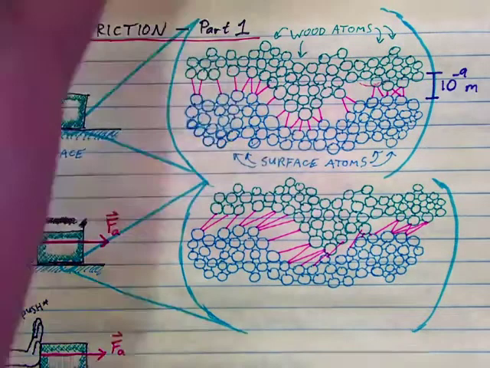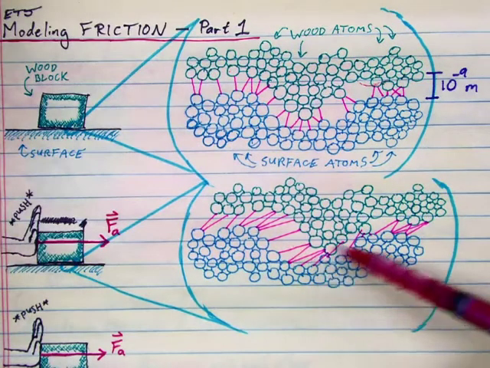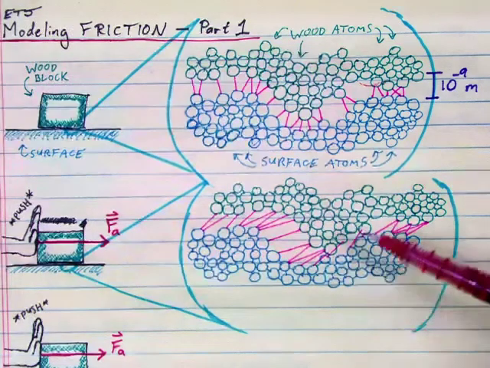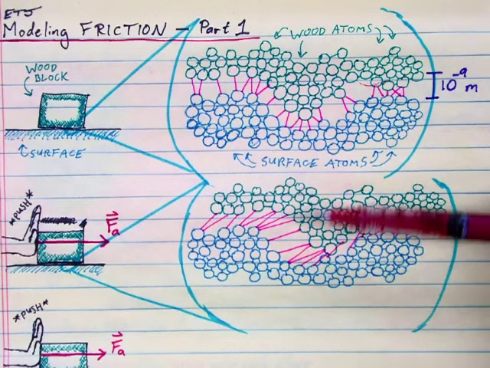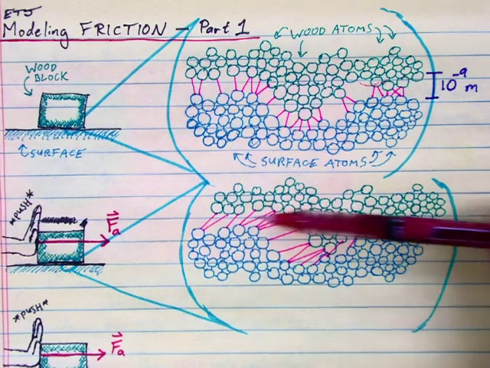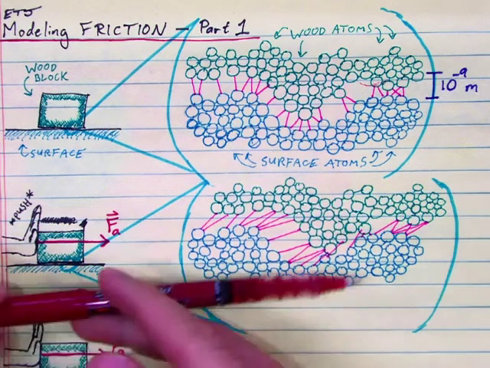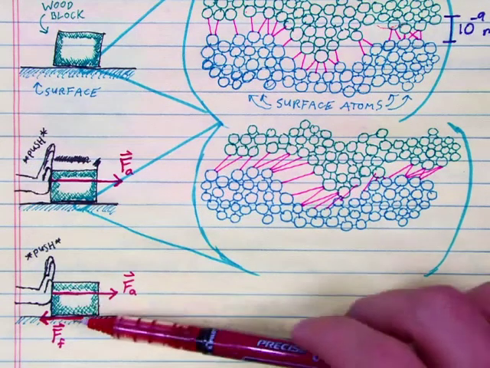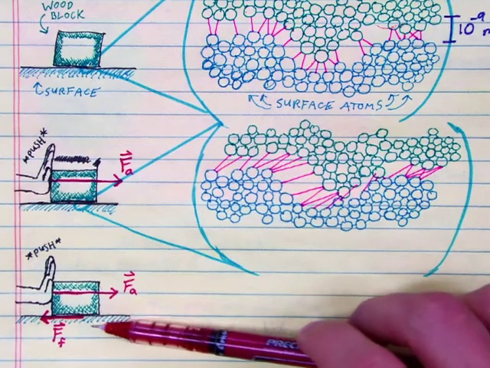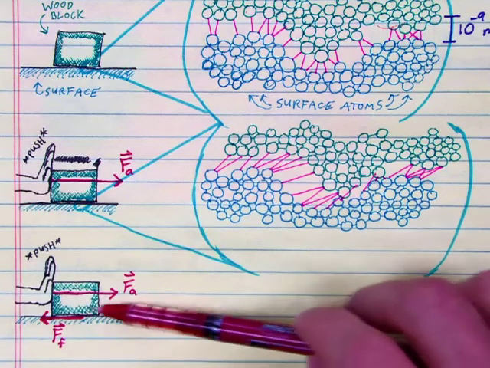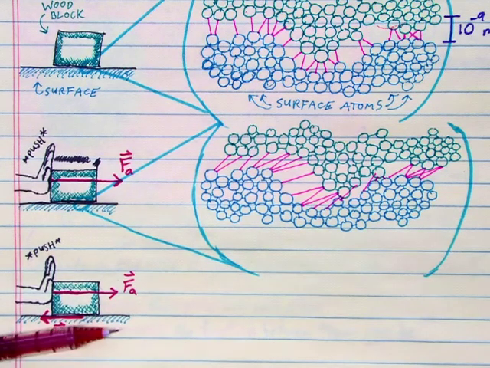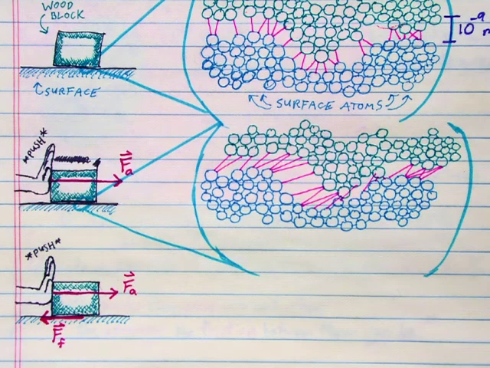So the net result of all these microscopic interactions as you try to push the surfaces parallel to each other will be a net macroscopic force to the left on the wood and to the right on the surface. This component of the contact force parallel to the surfaces we call, of course, the force of friction. So there'll be a force of friction to the left on the wood block and also a force of friction to the right on the surface as the block tries to drag the surface along with it.